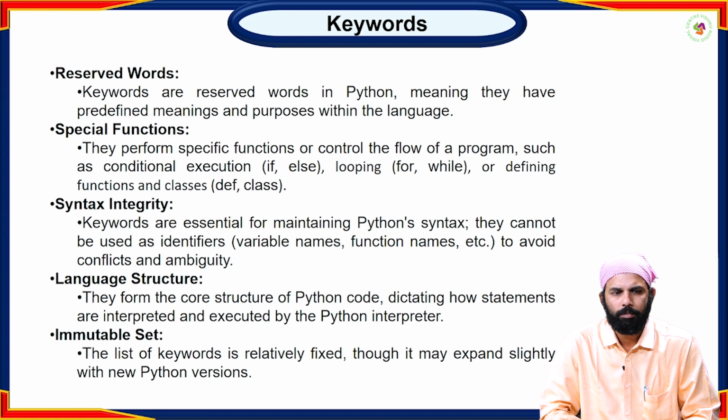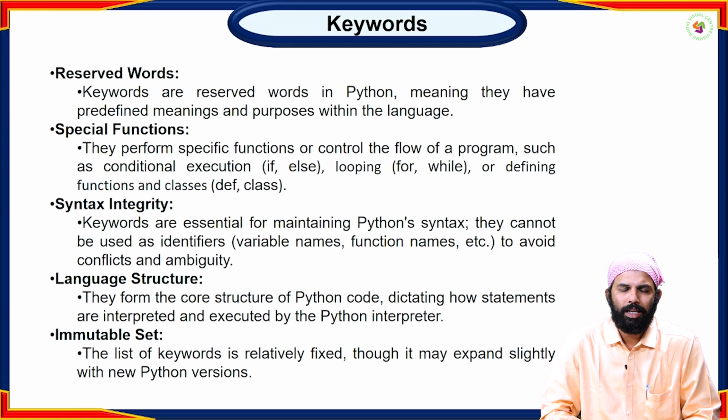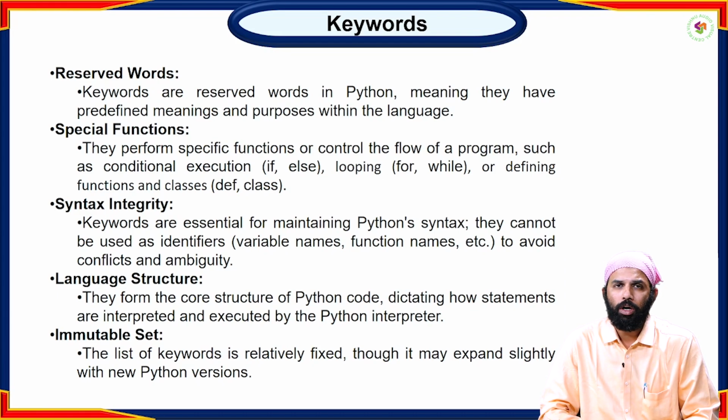When we talk about the immutable set, we have a list of keywords which are immutable, meaning their definition cannot be modified. They are relatively fixed in nature. Though it may be expanded slightly with new Python versions, we can have more words involved as keywords.